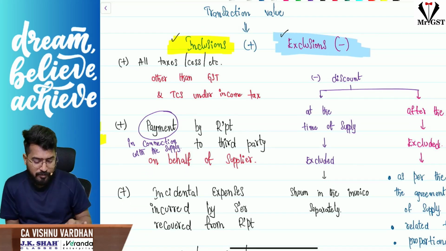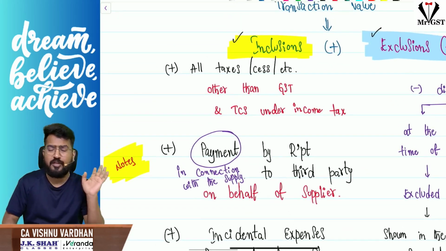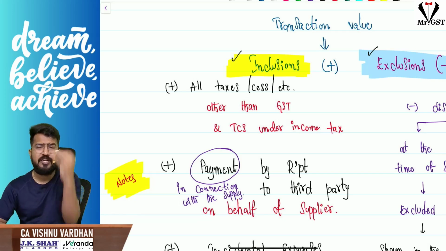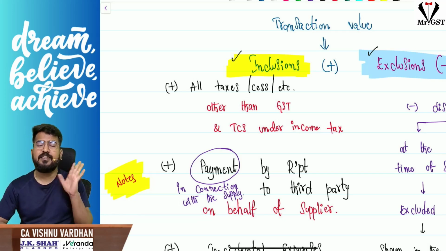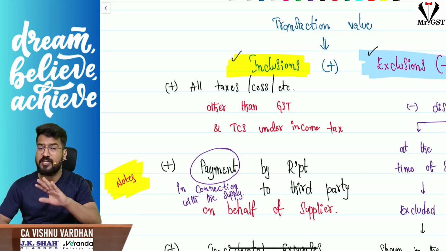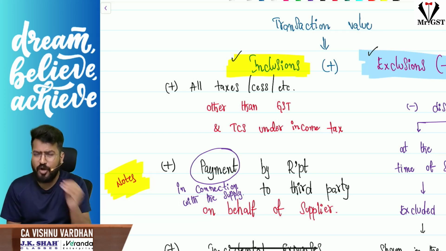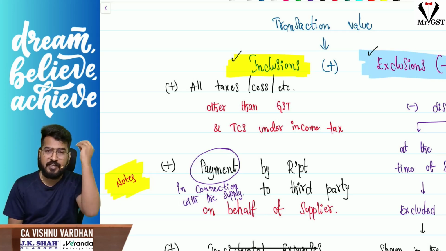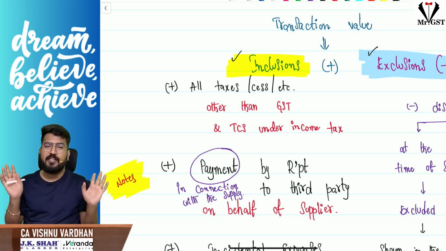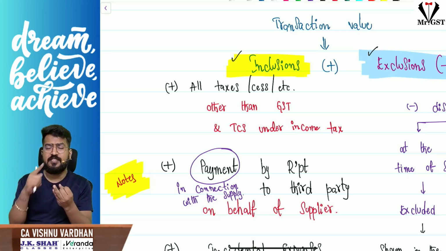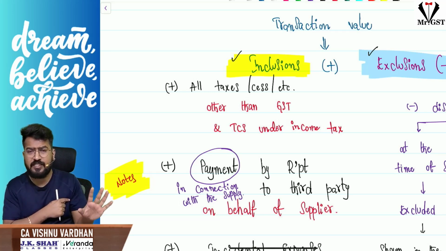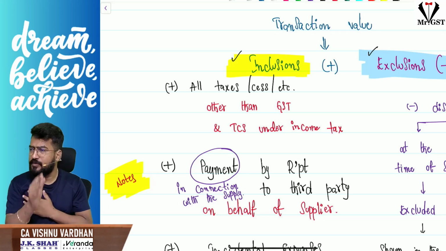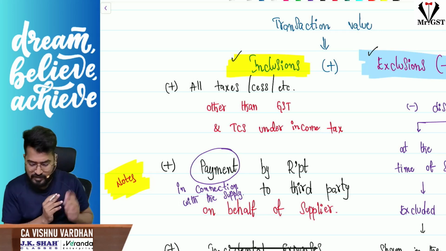Now coming to inclusions, what all should be added to value of supply? All taxes and cess other than GST, and TCS under income tax. All taxes like municipal tax, entertainment tax, customs duty, whatever it is, you add to value of supply, other than GST, that is other than CGST, SGST, UTGST, IGST and GST compensation cess, and also TCS under income tax, which you don't add to the value of supply. That is number 1 addition.